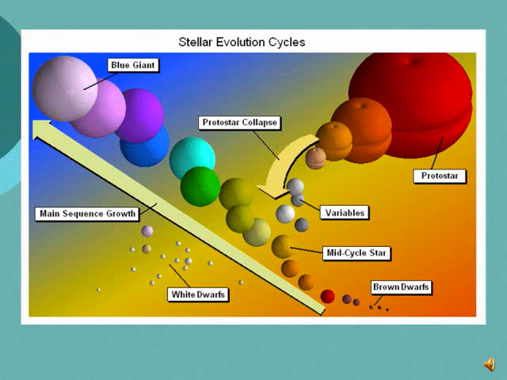This is your stellar evolution cycle. You have the protostar, it goes into the variables, and then the mid-cycle star. Sometimes it'll go down, if it doesn't have enough fuel, it'll go down into a brown dwarf. If it has enough fuel, it'll go through the main sequence growth and expand, and then eventually it'll go down to the white dwarf.